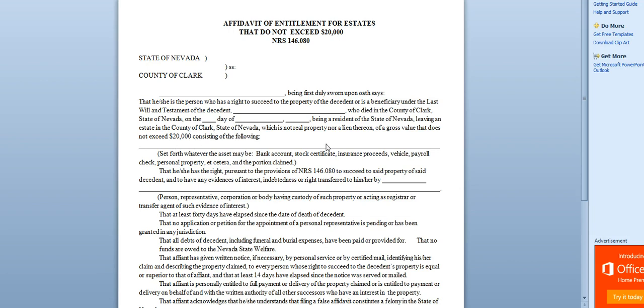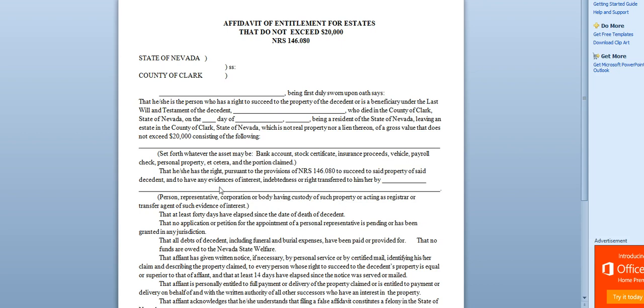And then you list out what the assets are: bank account, stock certificate, insurance, vehicle, last payroll check. I've done that before. Usually it's to close out a bank account, but it works for a last payroll check. And then you have the right to succeed to the property, as answered by this person. So it's about having the property.